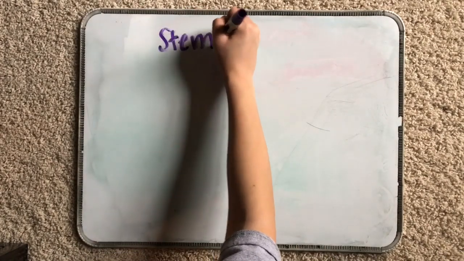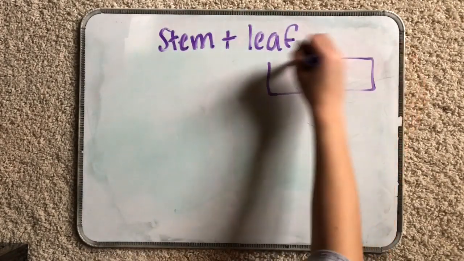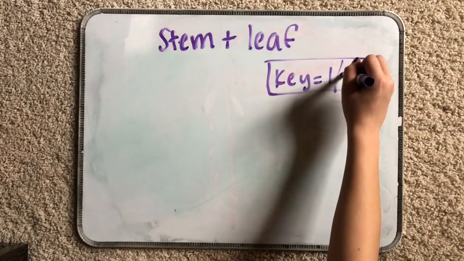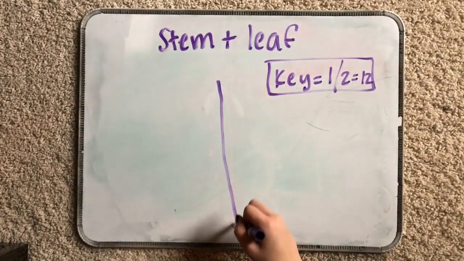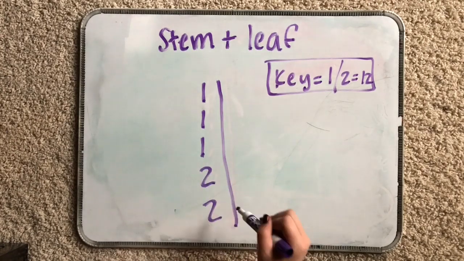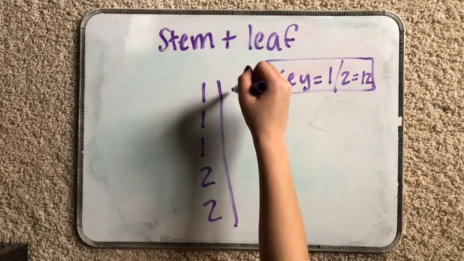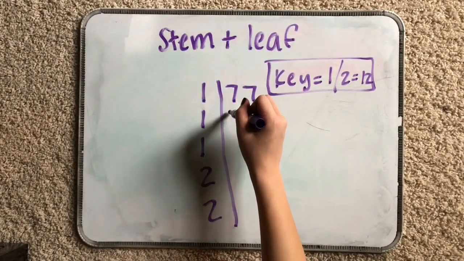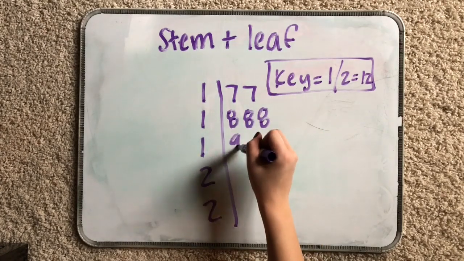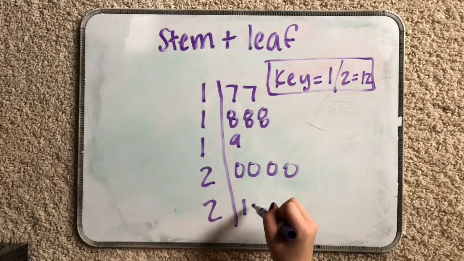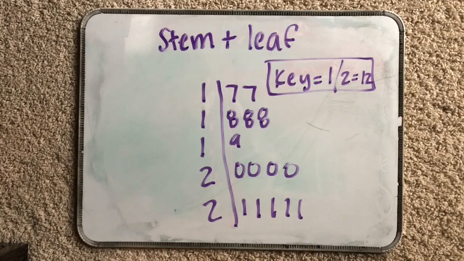The next one is a stem and leaf graph. It is named a stem and leaf graph because it looks like a stem with a bunch of leaves coming off of it. It's important that you remember that you have to have a key for your stem and leaf graph, and then however many 17s you had, however many 18s you had, you would just draw that amount of 7s or 8s.